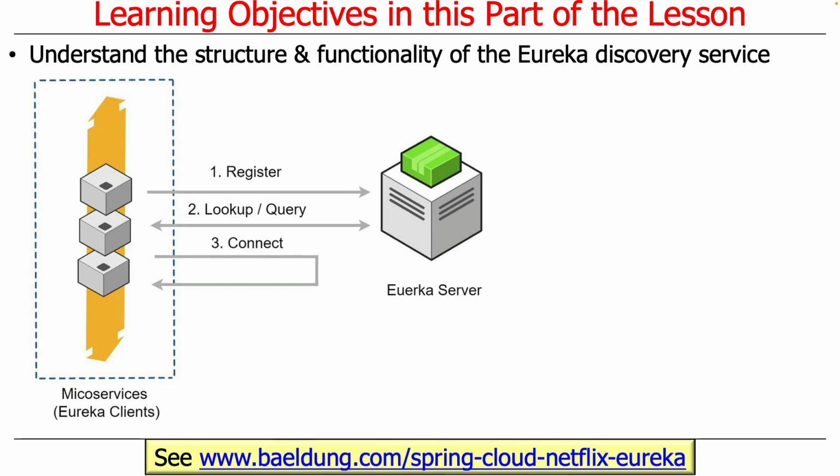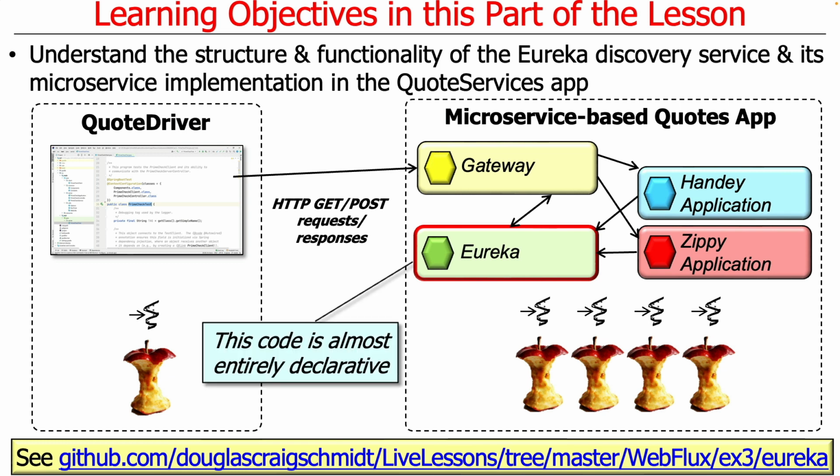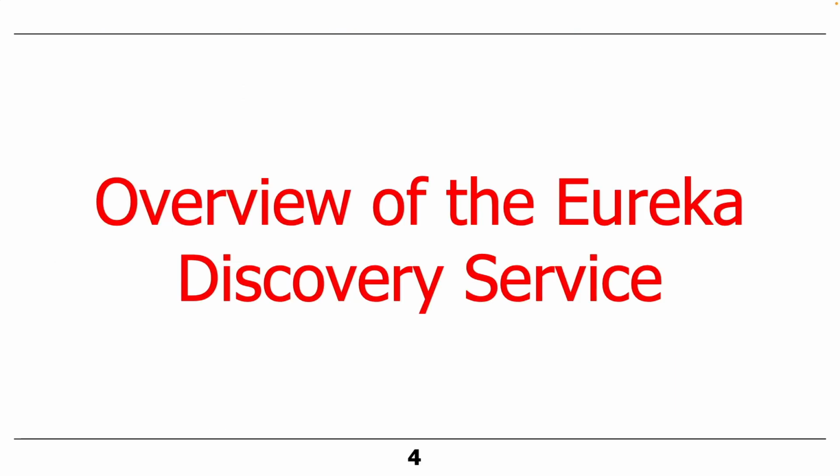is very smart at being able to explain things that don't require hours and hours of tedious searching through the web and Googling. So we're going to talk about the structure and functionality of the Eureka Discovery Service and also then kind of outline how it's used here and understand how we use it in the context of our QuoteServices app. The code that we use to configure Eureka is almost entirely declarative. There's a little teeny piece you have to write by hand, but it's absolutely trivial.